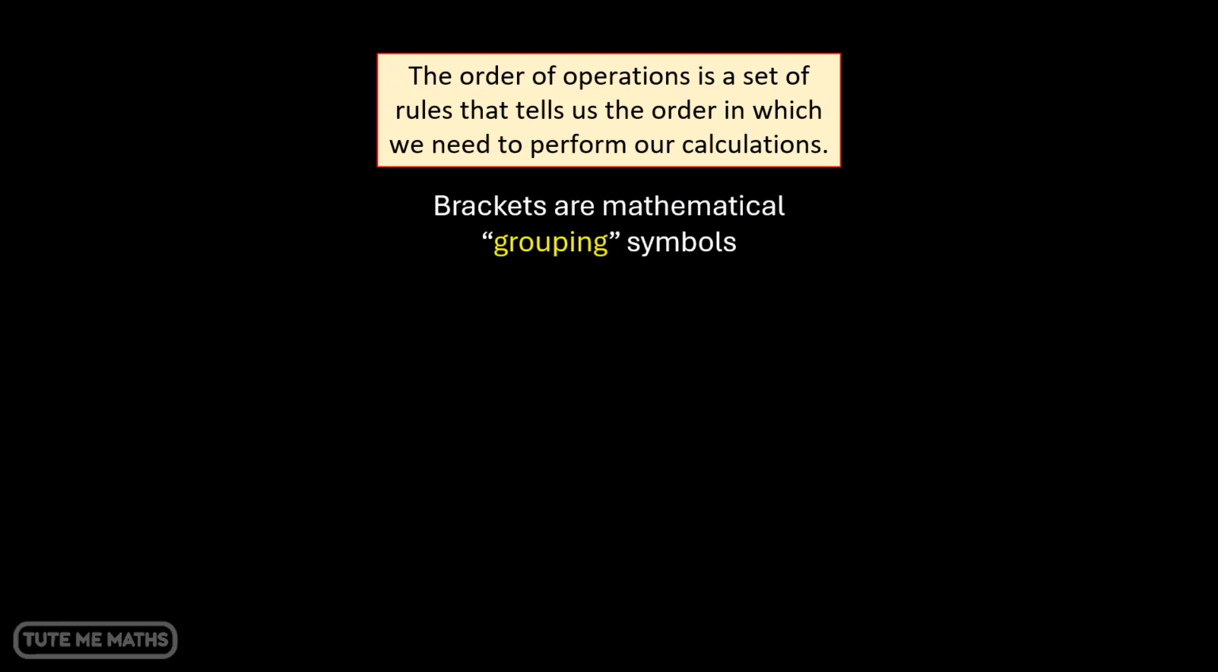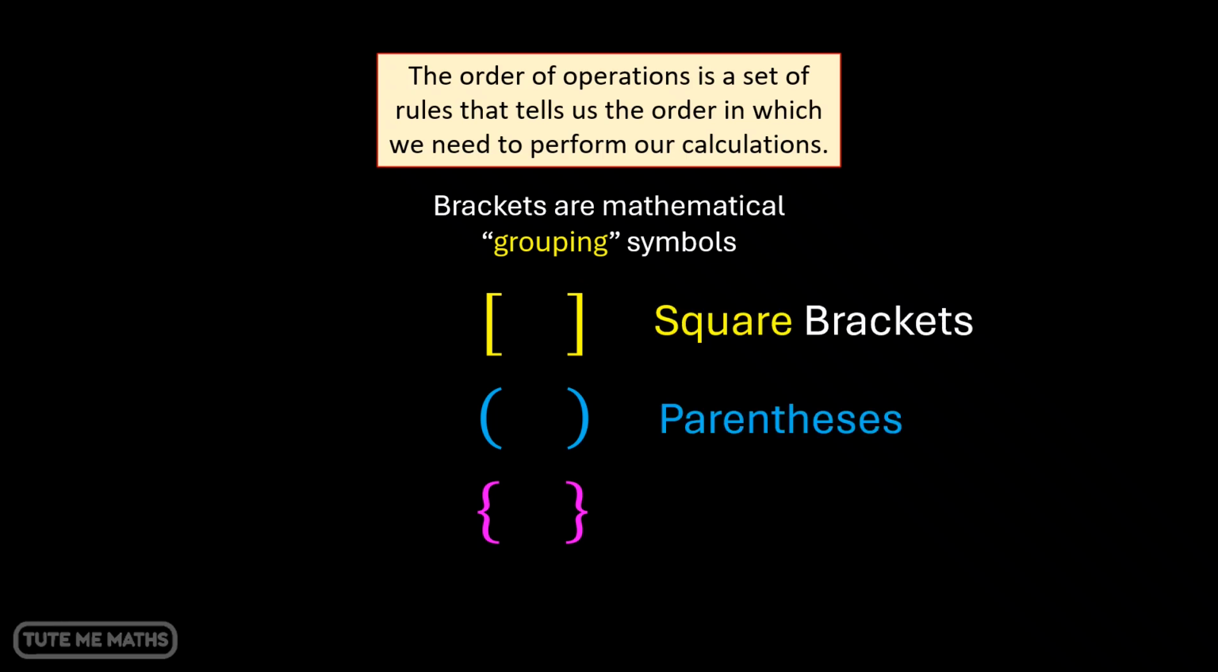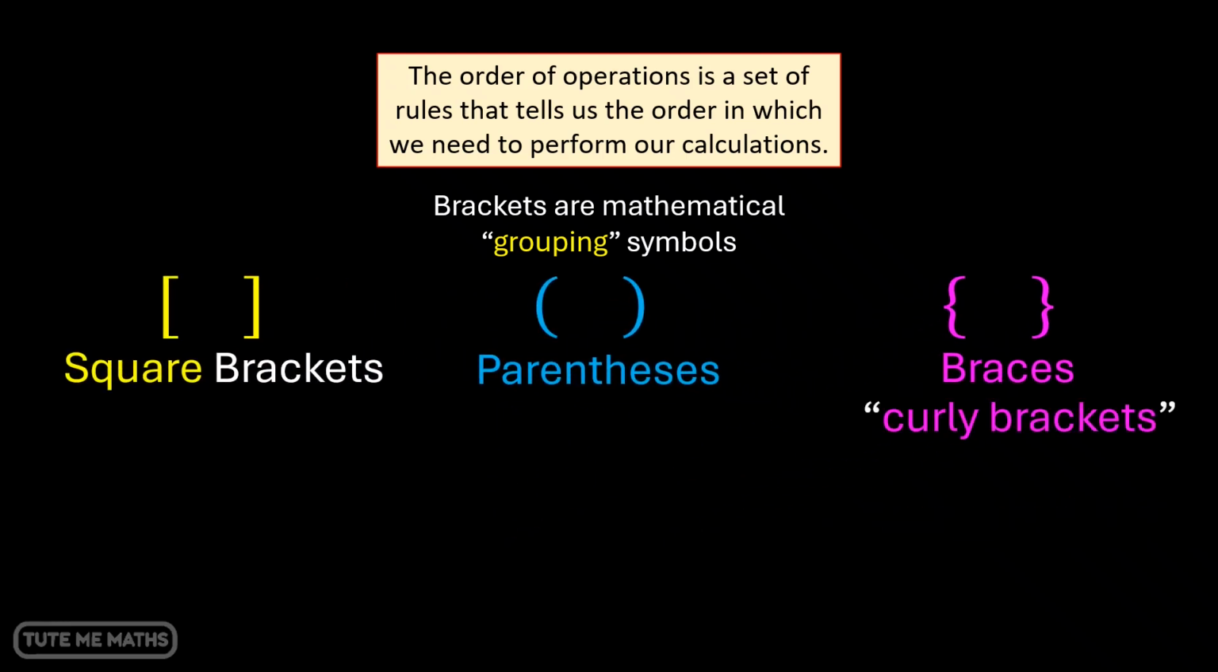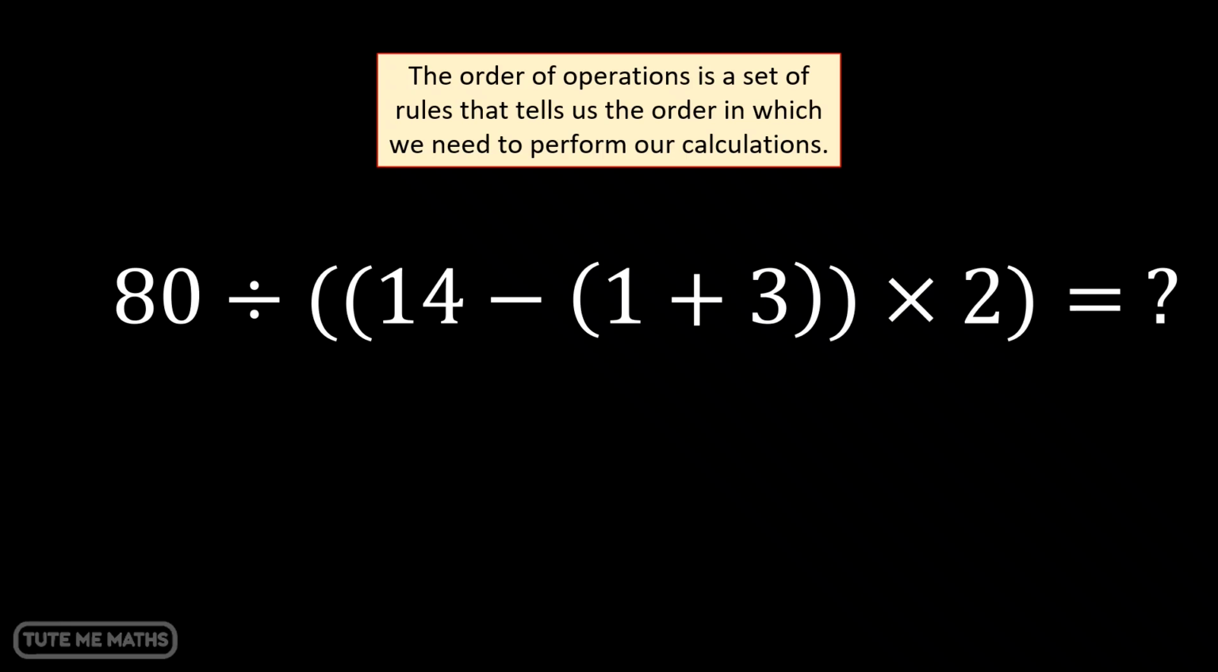The most common grouping symbols are brackets, which can take on various forms and actually have different mathematical names, although they are all often simply referred to as brackets. Square brackets, parentheses, and these are braces, more commonly known as curly brackets. The advantage in using different brackets becomes obvious when we have more complex calculations like this one, with brackets nested inside other brackets.